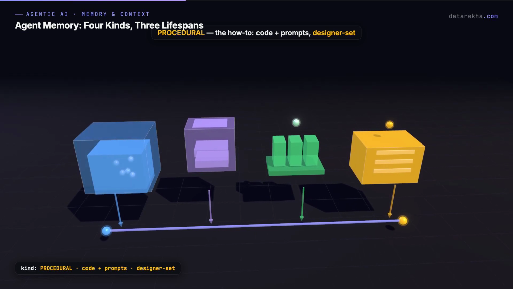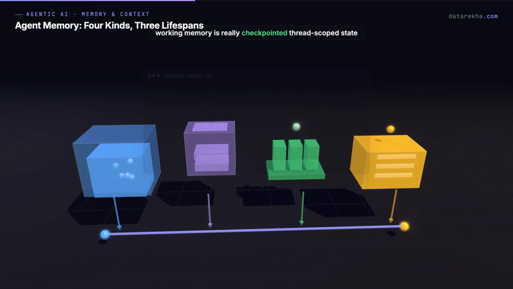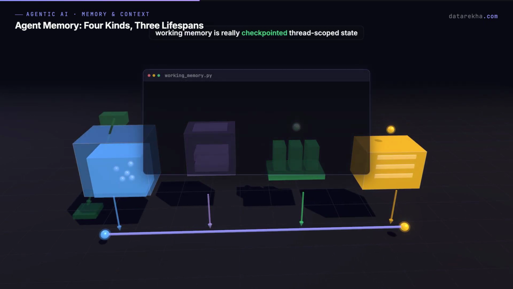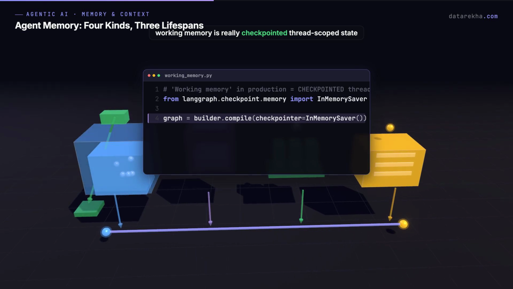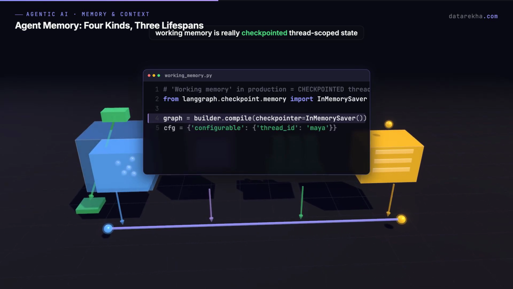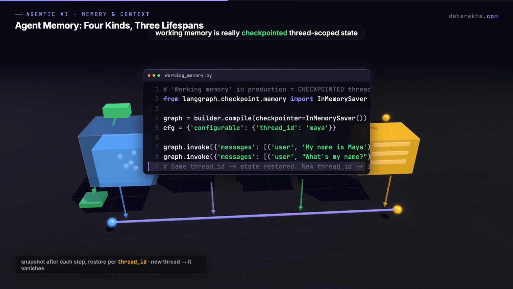And here is the part the cognitive framing hides. In real systems, working memory is not a magic buffer. It is checkpointed agent state. It is thread-scoped state that a checkpointer snapshots after each step and restores on the next call for the same thread ID. Start a new thread and it vanishes.